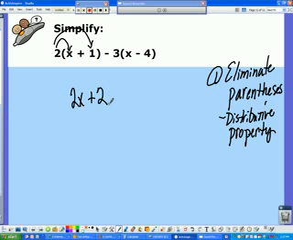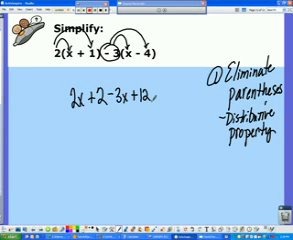Now, on this, I want to make a note, and be careful that whenever you have an expression like this, the sign that's in front of that term has to go with it. So that negative has to go with the 3. So you're going to take negative 3 times x, which gives you negative 3x. Negative 3 times negative 4, which gives you plus 12.